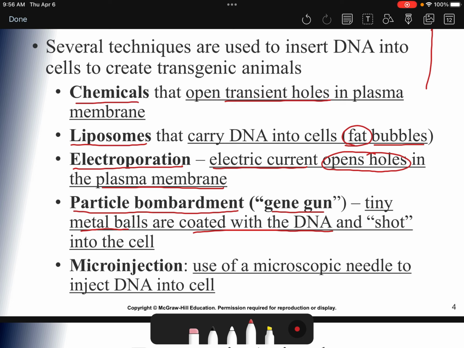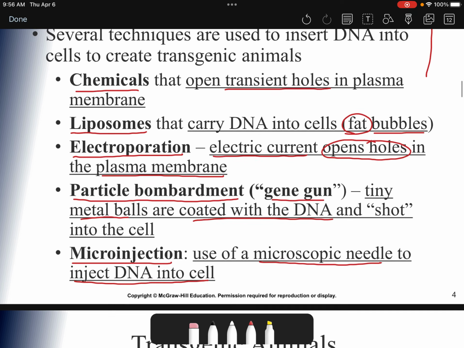Now you think that would destroy the cell. It does maybe for some of them, but most of the little tiny metal balls do get in. Again, it happens so quickly, it goes into the cell, basically making a little hole, but that seals up right away in the plasma membrane. And so the DNA gets put in that way. And then microinjection is the use of a small microscopic needle to basically inject the DNA into the cell. So all of these tell you how the DNA gets in, but you should know these 5 ways of inserting DNA into a new cell.